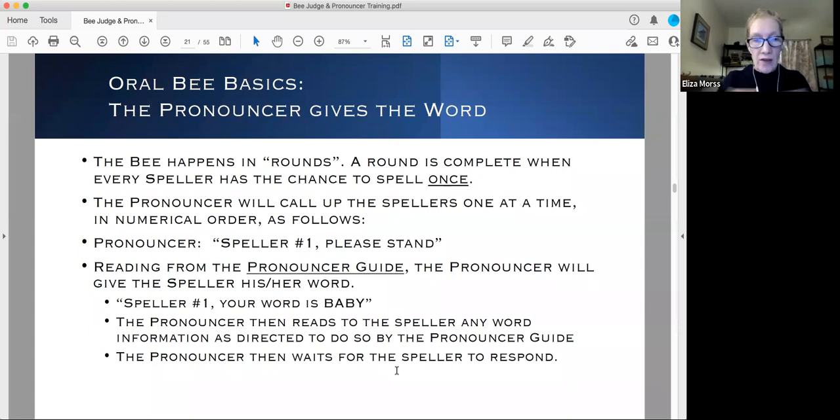Now, Scripps usually has, in the pronouncer guide, a couple of words or some information that they would like the pronouncer to read in addition to the word, to give the speller some starting information. So the pronouncer says, "Speller number 1, your word is baby."